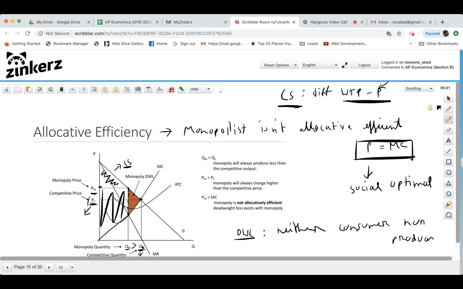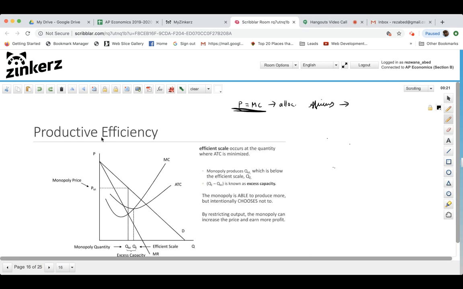But they don't do that, right? They produce less and they charge a higher price. With productive efficiency, we are looking at producing an amount of output where your average total cost is at its minimum. So if you take a look at the monopolist graph once again, they have this downward sloping demand curve, and then the marginal revenue curve, of course, is going to cut the horizontal axis in half.